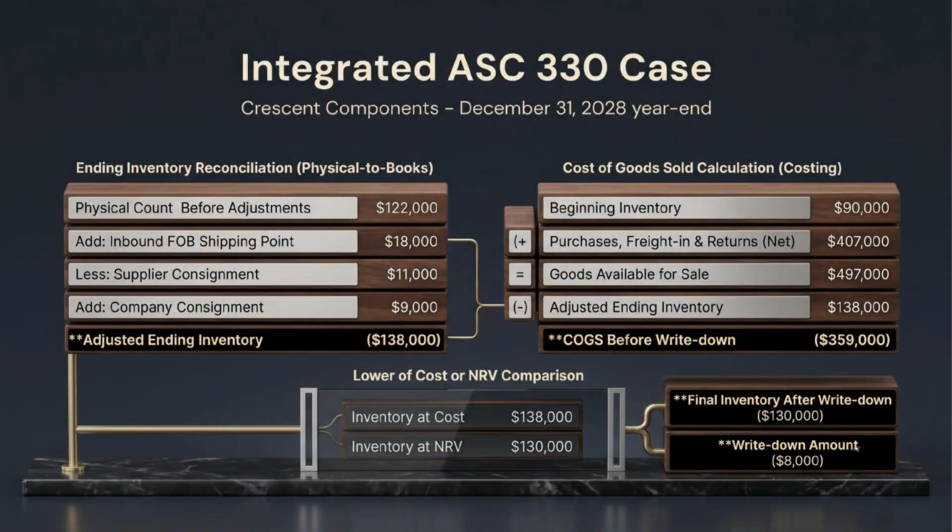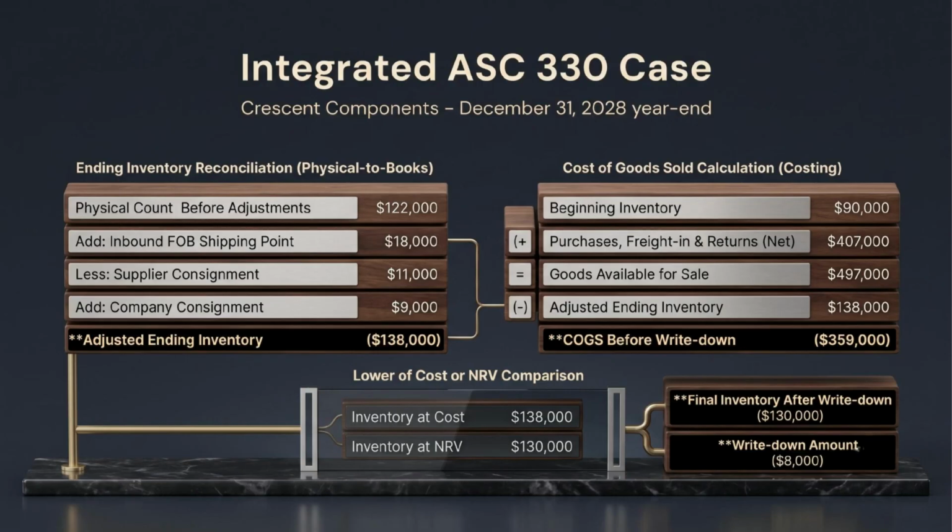Now we have an integrated ASC 330 case for Crescent components at December 31st, 2028. Beginning inventory is $90,000. Purchases are $410,000. Purchase returns are $15,000. Freight in is $12,000. The physical count before adjustments is $122,000. There are inbound FOB shipping point goods of $18,000 that were not recorded or counted.